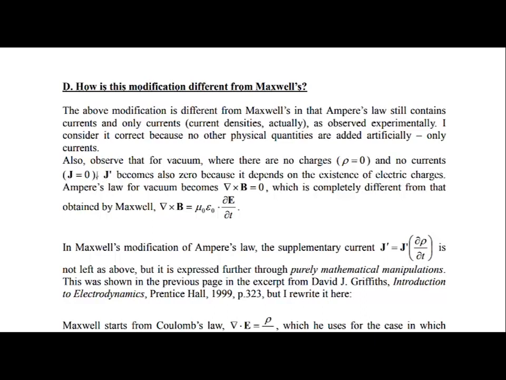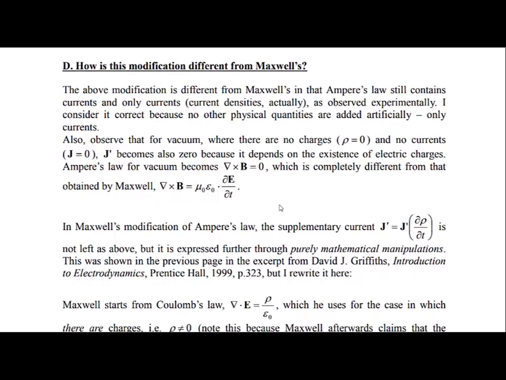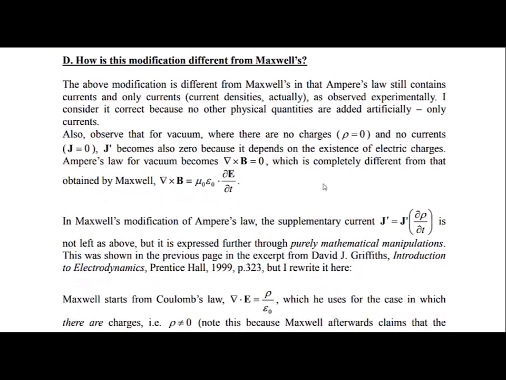And so J prime becomes 0 because it depends on the existence of electric charges. Ampere's law for vacuum then becomes the curl of magnetic field equals 0, which is completely different from that obtained by Maxwell. When charge densities are 0 in the original Maxwell's equation, you get the curl of magnetic field equal to the changing electric field, which has never been observed experimentally. It was just an assumption because of the mathematical gymnastics that Maxwell did to come to this conclusion.